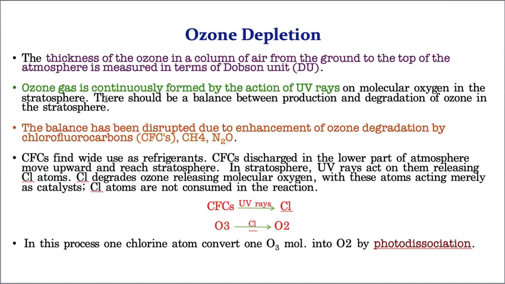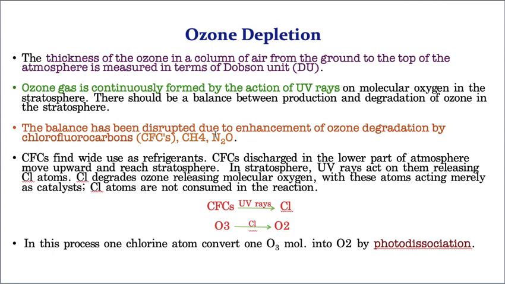Ozone gas is continuously formed by the action of UV rays. This point I'm repeating. Actually, I told the same point in your organisms and population topic. Basically, ozone is formed by the UV rays when it is present in the stratosphere. Now, due to the excessive release of chlorofluorocarbons, simply you can call them CFCs, and also oxides of nitrogen, these gases are disrupting the formation of the ozone.